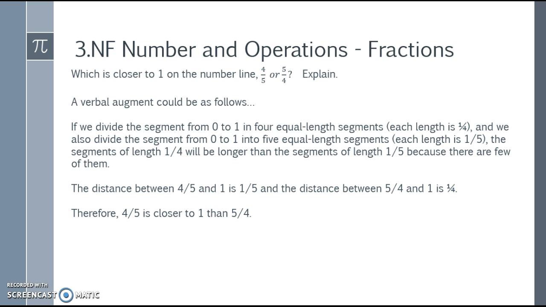We could use a verbal argument as follows. If we divide the segment from 0 to 1 into 4 equal length segments, each part would be 1/4. We can also divide that same segment from 0 to 1 into 5 equal length segments, where each length would be 1/5. The segments of 1/4 will naturally be longer than the segments of 1/5 because there are fewer of them. The distance between 4/5 and 1 is 1/5, and the distance between 5/4 and 1 is only 1/4. Therefore, 4/5 is closer to 1 than 5/4.